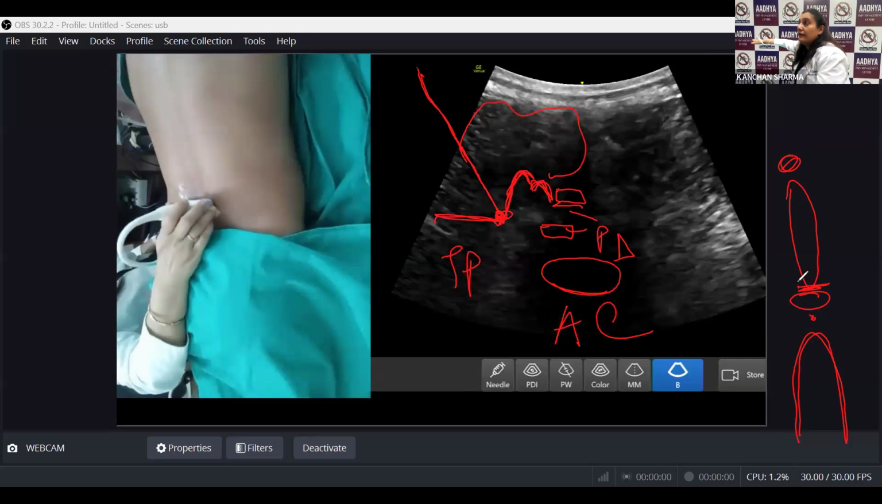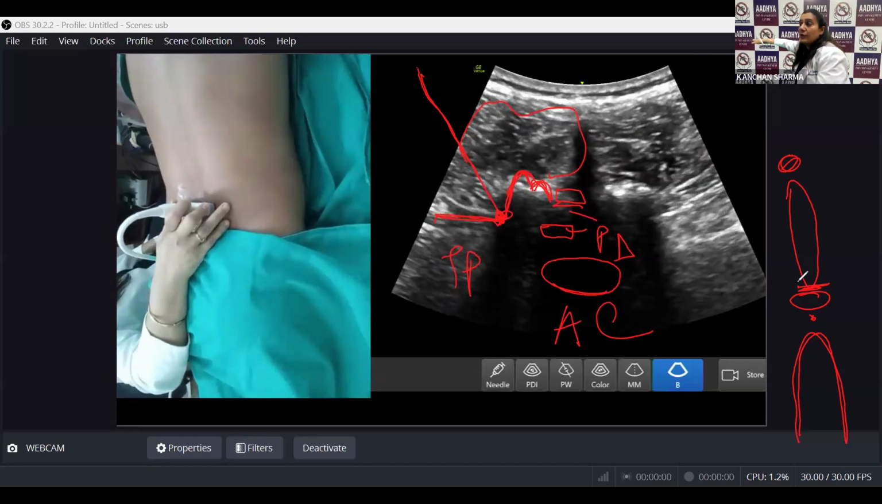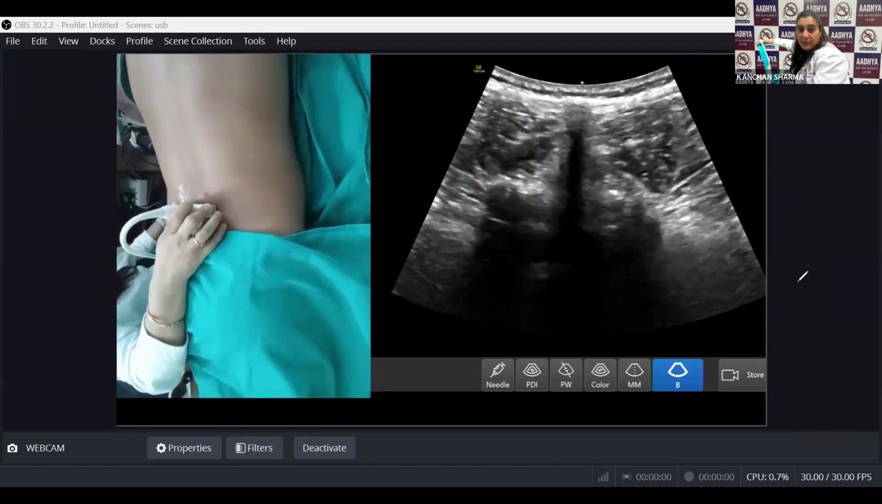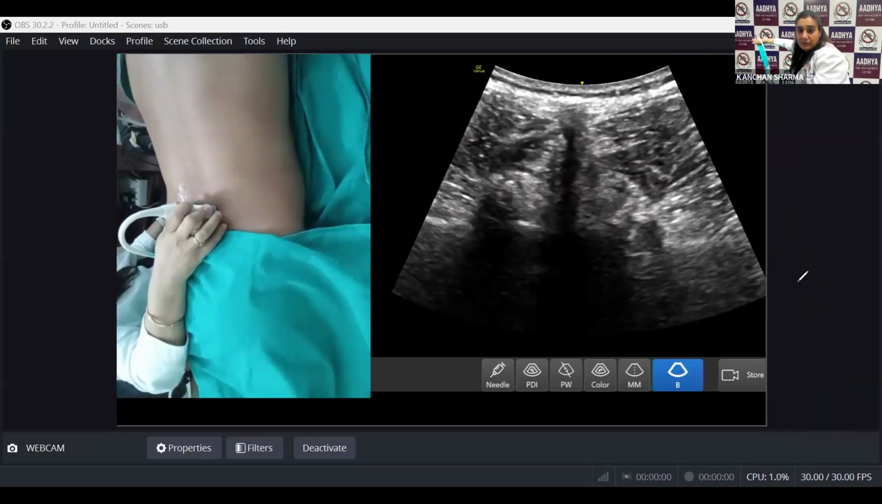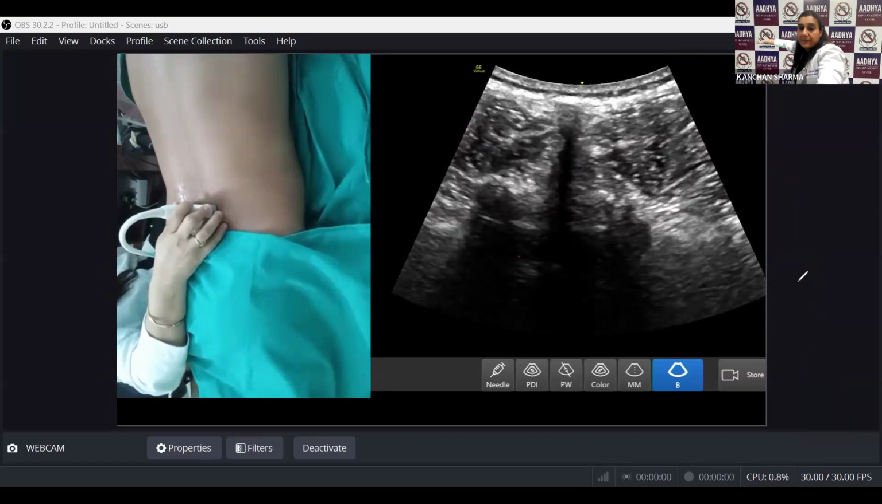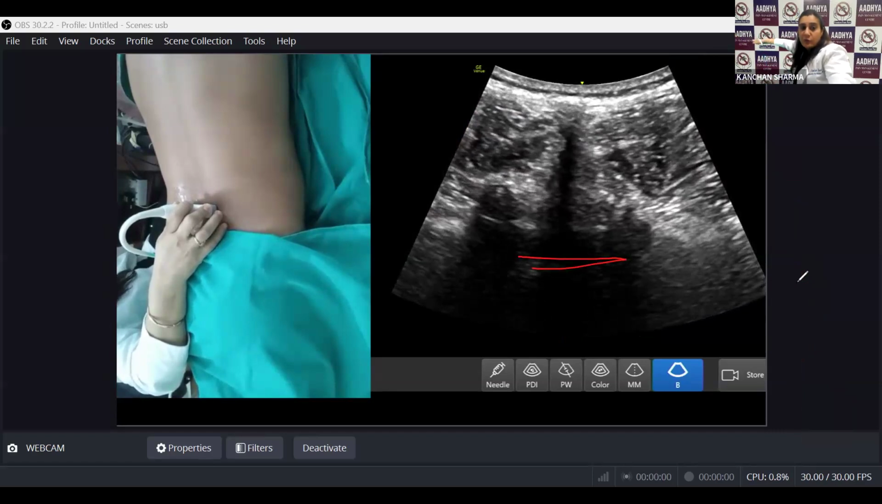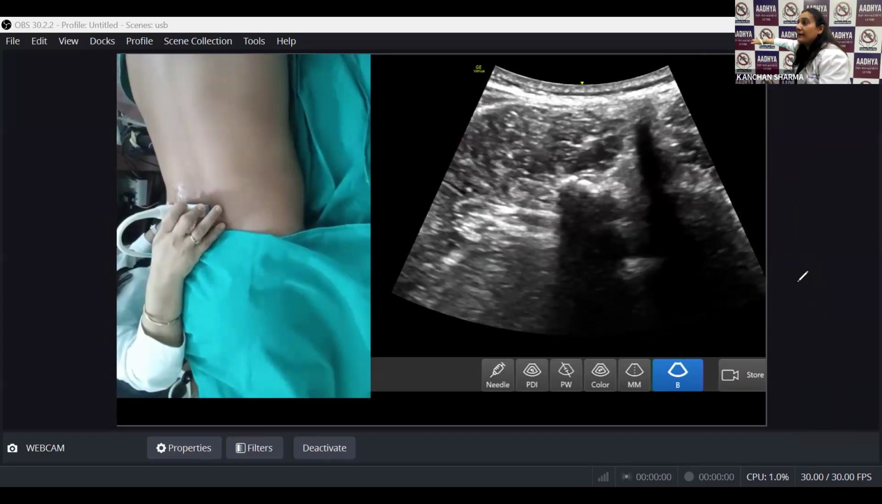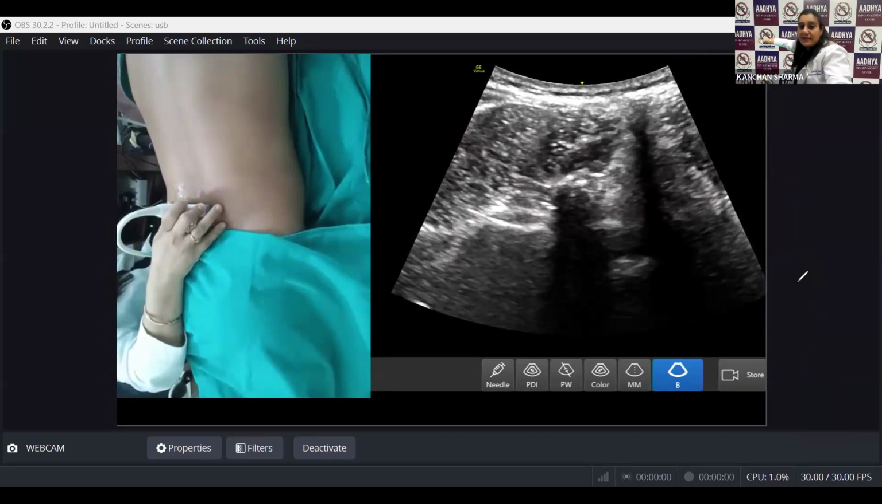So this is our interspinous window, because, sorry, let me clear the drawing. Okay. Because I'm able to see the anterior complex. It's here, right? Now, if I have to go for a facet joint, what I will do is shift my probe to this side, until I see this very nicely.